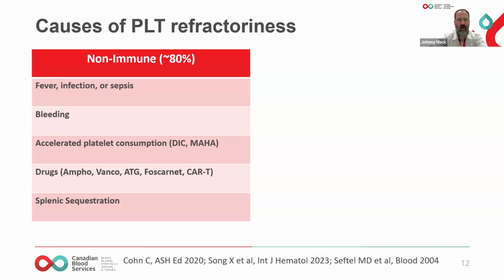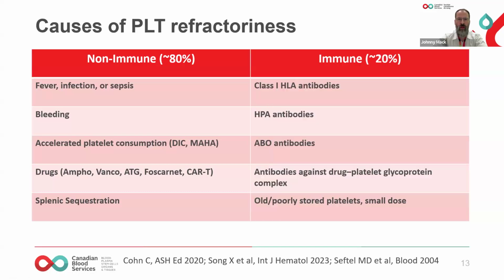And the first four causes here of apparent platelet refractoriness generally don't cause that rapid destruction, but splenic sequestration often can. So of the non-immune causes, that's the one where we often see a poor increment fairly shortly after transfusion. Of the immune causes, HLA and HPA antibodies were already mentioned as important immune causes. These are antibodies against antigens found on the platelet surface. There are a few other immune causes to consider.